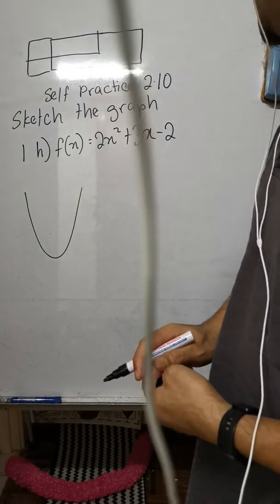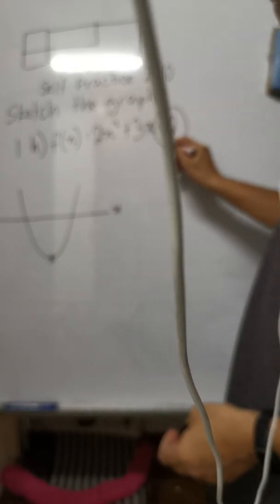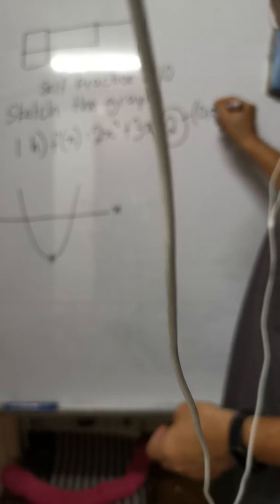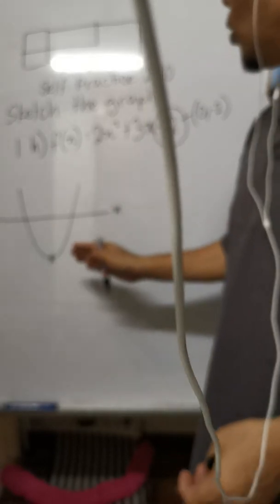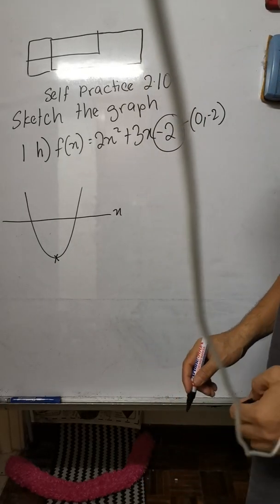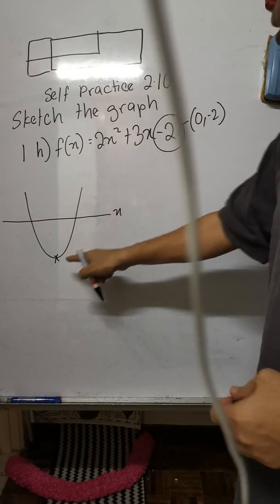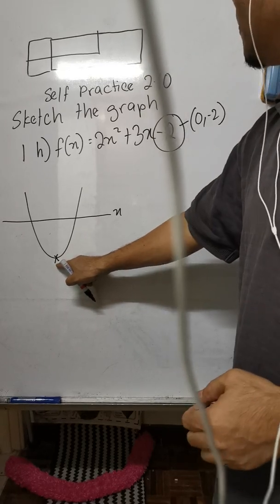Okay, and then we have to know what the points are, and we need to know whether the graph cuts the x-axis. Actually we know already, this is the y-intercept. So the coordinate of the y-intercept will be (0, -2). But since I do not know whether it cuts the x-axis yet, I'm not going to draw the y-axis. Now, using completing the square, I will find the coordinates of the minimum.